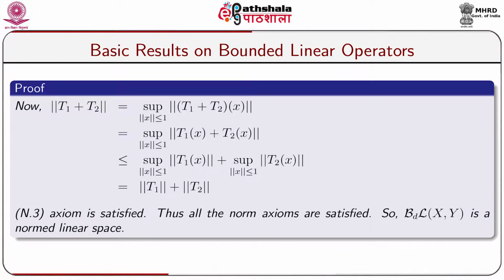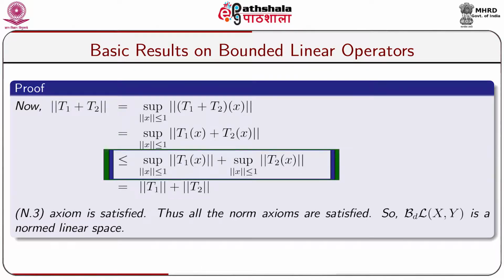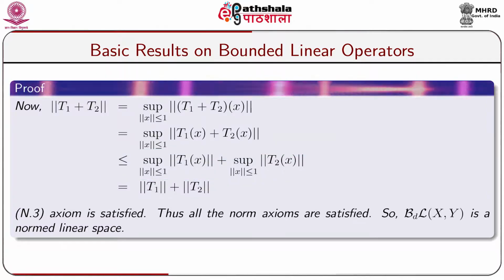Now, norm of T1 plus T2 is equal to supremum of norm of (T1 plus T2)x, and the supremum is taken over norm of x less than or equal to 1, which is equal to supremum of norm of T1x plus T2x, which is again less than or equal to supremum of norm of T1x, where the supremum is taken over norm of x less than or equal to 1, plus supremum of norm of T2x, with the supremum taken over norm of x less than or equal to 1, which is again equal to norm of T1 plus norm of T2. So, the third norm axiom, that is the N3 axiom, is satisfied. Thus, all the norm axioms are satisfied, and hence BDLXY is a normed linear space.